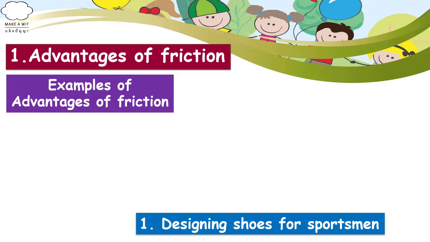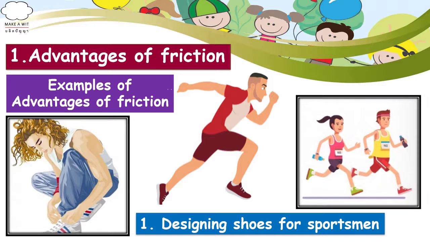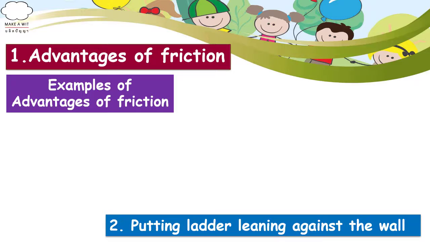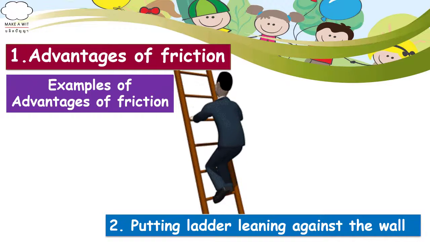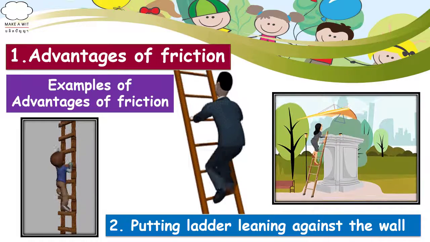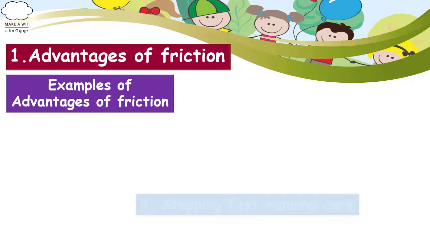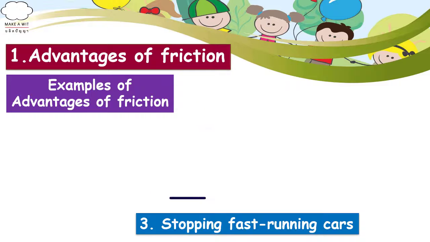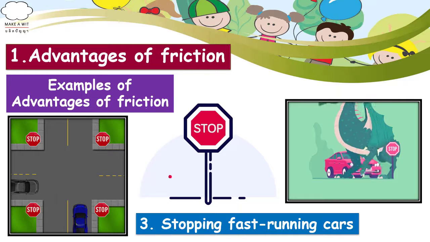For examples, the advantages of friction. 1. Designing shoes for sportsmen. Look at the pictures. Alright, next. Number 2, putting a ladder leaning against the wall. Look at the pictures. Alright, next. Number 3, stopping fast running cars. Alright, this is the advantages of friction.